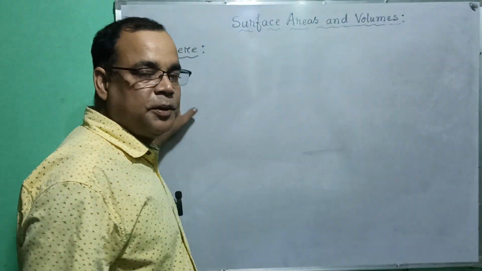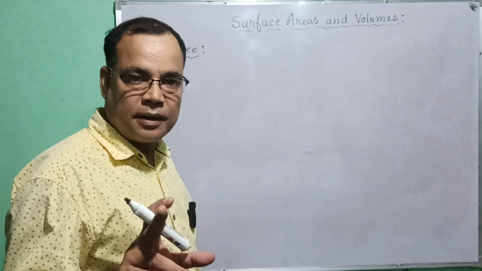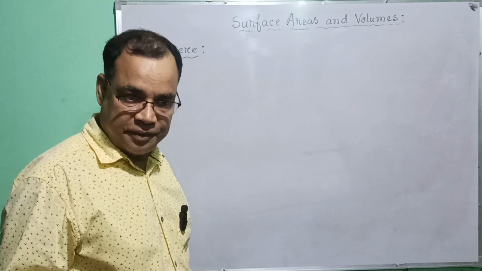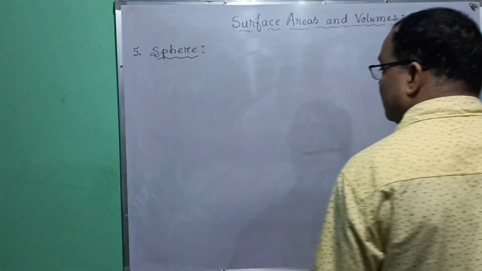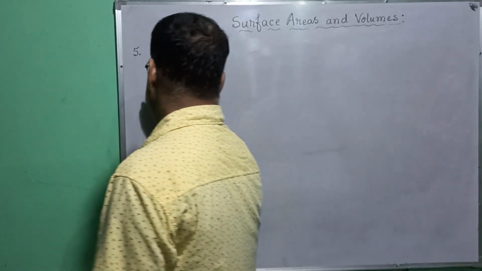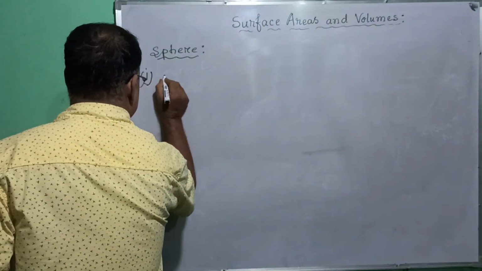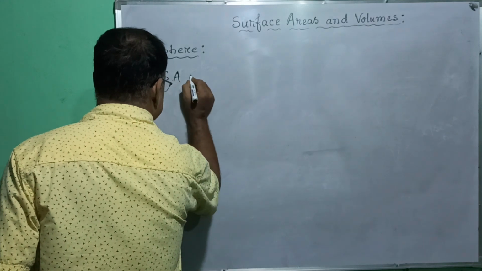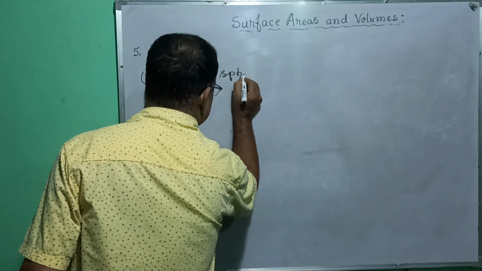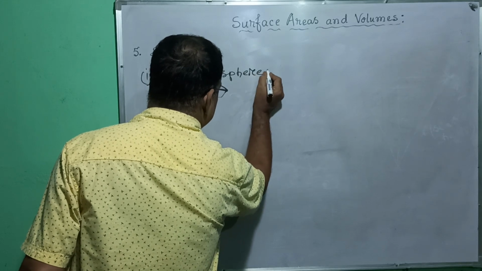This is the difference between a circle and a sphere. A circle is a 2-dimensional figure, whereas a sphere is a 3-dimensional figure. Now in case of a sphere, what are the different formulas? First of all, we'll write number 1, surface area, SA, surface area of a sphere.